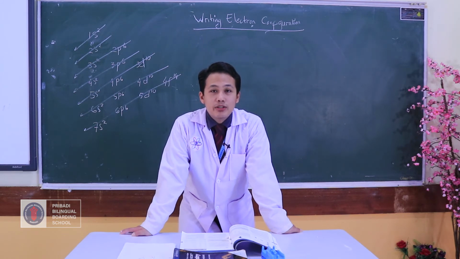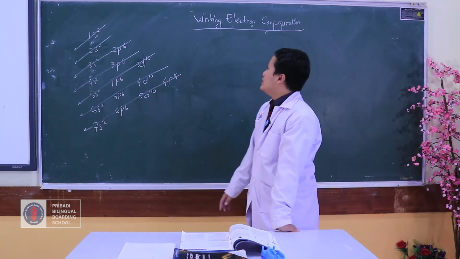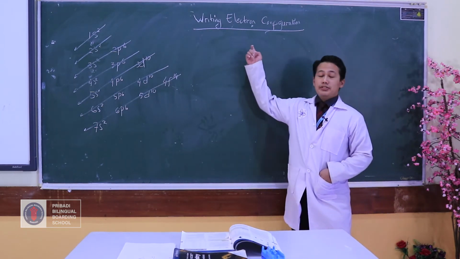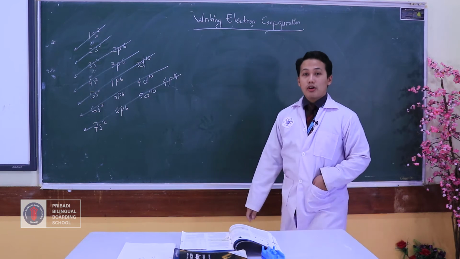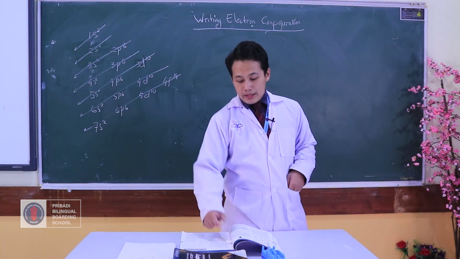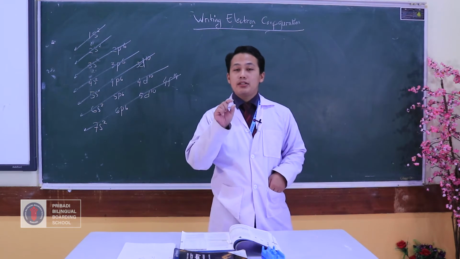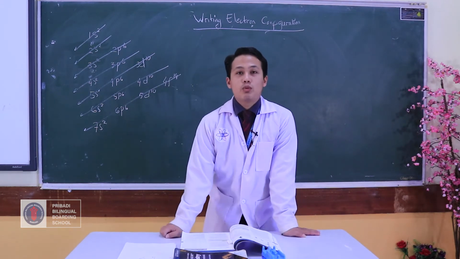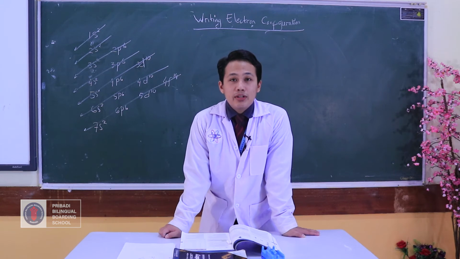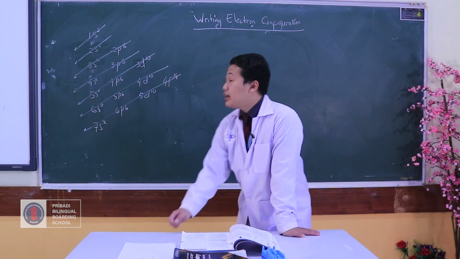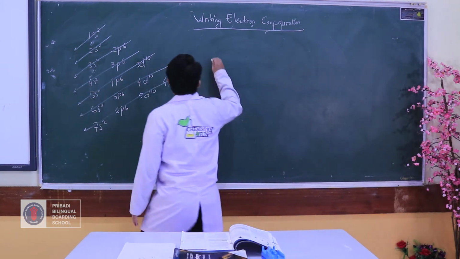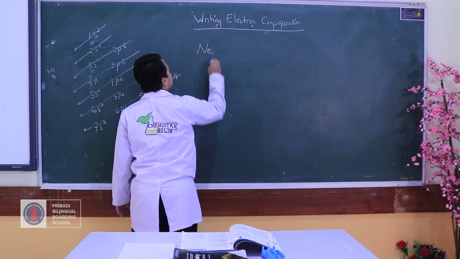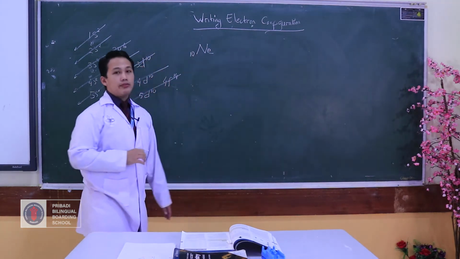Okay, so today we are going to continue our lesson. We have already discussed this topic in the previous meeting, right? So today we are going to continue our discussion about writing the electron configuration. Last time we already previewed a little bit about what the electron configuration is, and we know that many elements have different electron configurations. So here we are going to try to write the electron configuration of some of the elements.